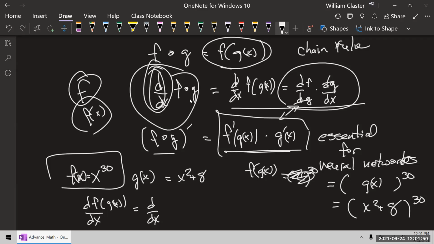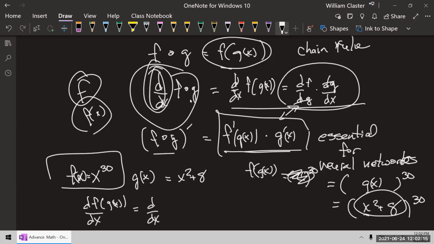But I can use the chain rule to make it a lot easier. One way to find the derivative of this would be to multiply this thing out 30 times, and then I'd have a very, very long polynomial. I could get the derivative of that polynomial, but that seems like a crazy amount of work to do. The chain rule allows us to do it much more easily than that.